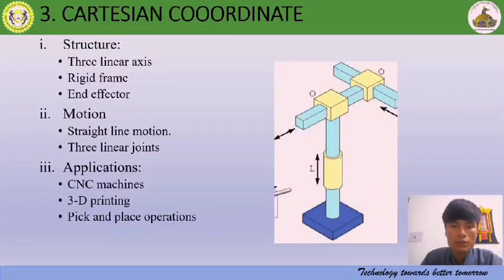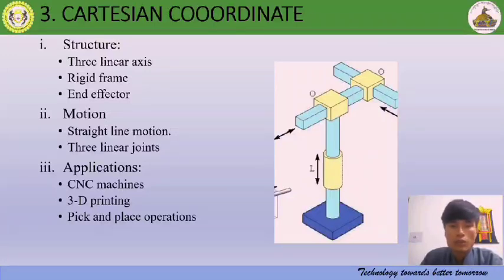I will explain individually. In terms of CNC machine, the Cartesian robots are used in CNC machines for tasks like milling, drilling, cutting, where precise movement along the x, y, and z axis is essential. And in terms of 3D printing, the Cartesian robot controls the movement of the printer head to accurately deposit material layer by layer. And third one, it is pick and place operation.